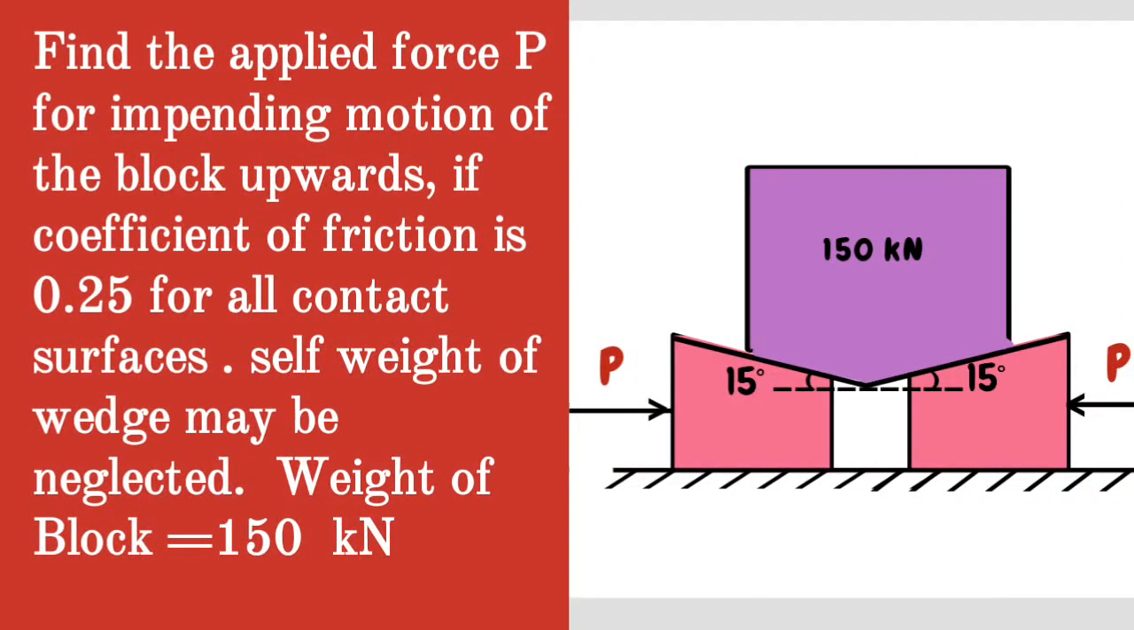Given question, find the applied force P for impending motion of the block upwards if coefficient of friction is 0.25 for all contact surfaces. Self-weight of wedges may be neglected and the weight of block is equal to 150 kN.